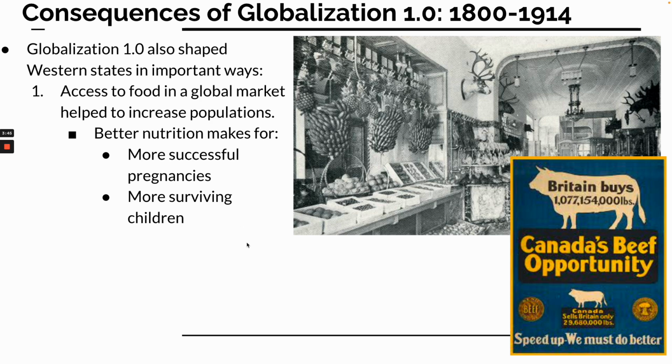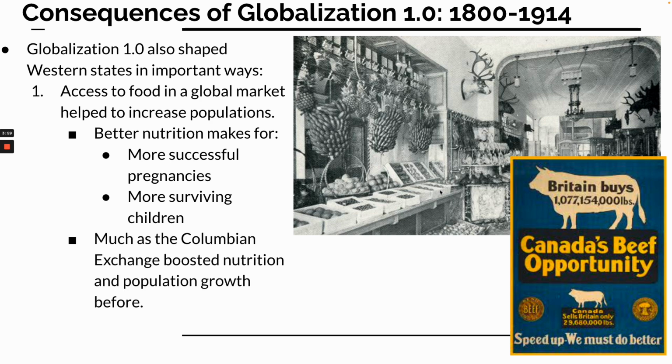As symbolized by images like this one from Germany of a market with all of these fruits and things coming in from the rest of the world, because if you didn't know, bananas don't grow in Germany. And the reason we kind of know this story is because we saw it before with the Columbian Exchange. The potato, for example, and corn providing better nutrition for Europeans. Same story here. And so populations really start exploding.